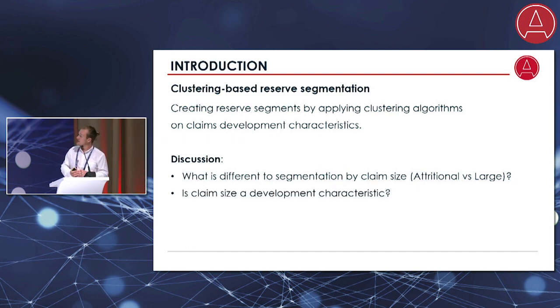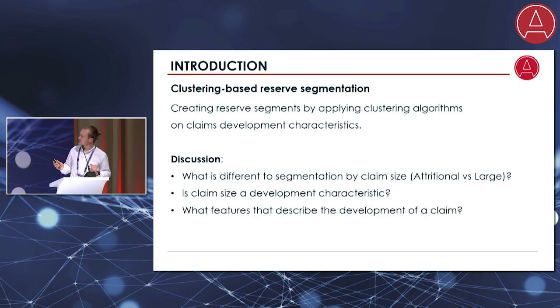Next question, food for thought. Now, if we think about it from first principles, if we do an attritional large split, is claim size actually a good reflection of a claim's development characteristic? So just pause on that. If we're doing reserving, we're mostly interested in the way claims develop over time, or after report, or even with a reporting delay. Claim size could be a driver for that, but it doesn't directly describe the way a claim develops. A big claim and a large claim can develop roughly in the same way.